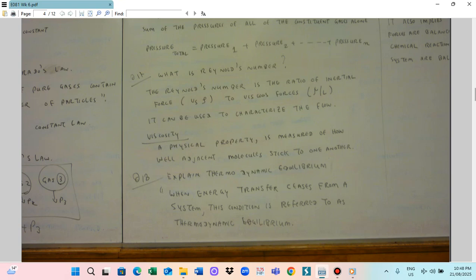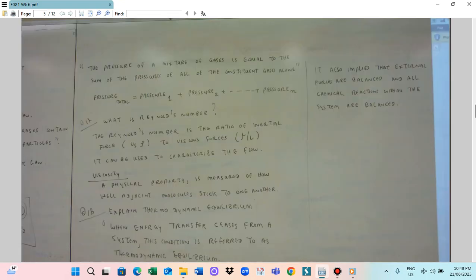Therefore viscosity is the measure of how well adjacent molecules stick to one another. A solid can withstand a shearing force due to the strength of the sticky intermolecular forces. A fluid will continuously deform when subject to a similar load. While a gas has a lower value of viscosity than a liquid, it is still an observable property. So viscosity is a physical property, the measure of how well adjacent molecules stick to one another. This is the viscosity.